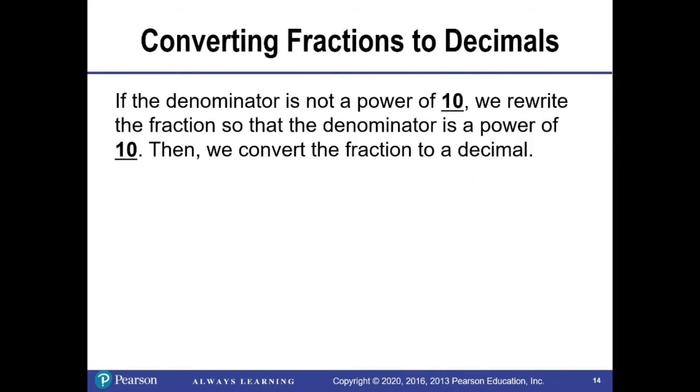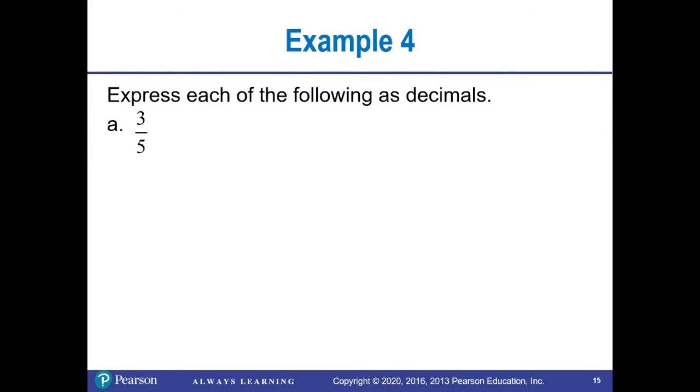Now, if your denominator is not a power of 10, we rewrite our fraction so that the denominator does have a power of 10, and that will allow us to convert the fraction to a decimal. Let's look at some examples.